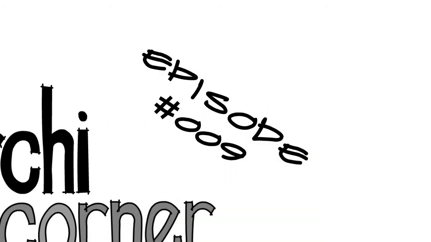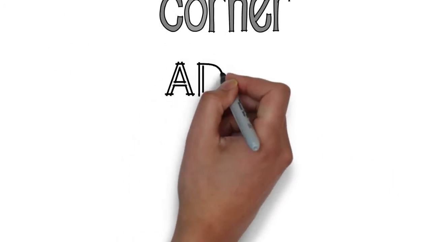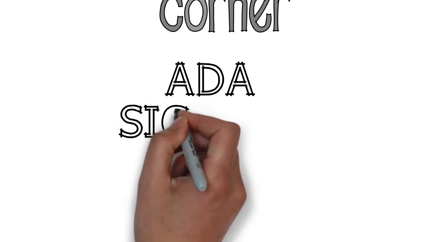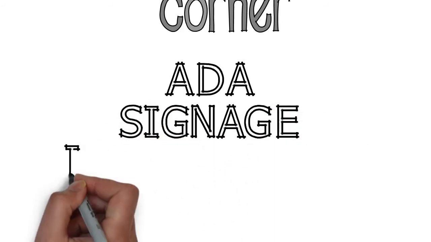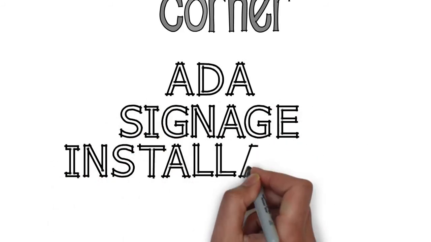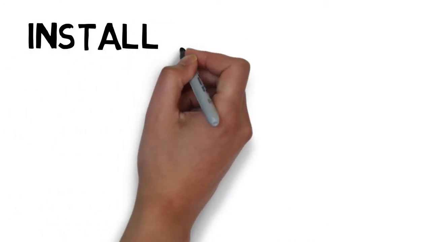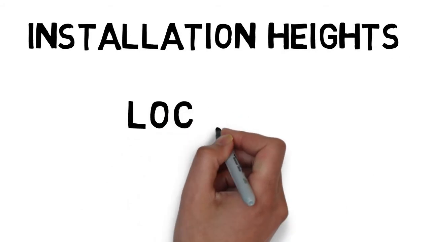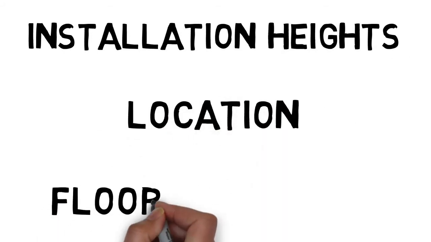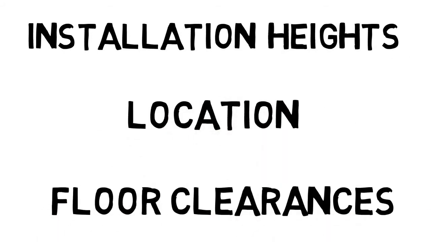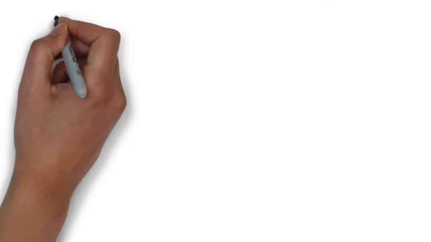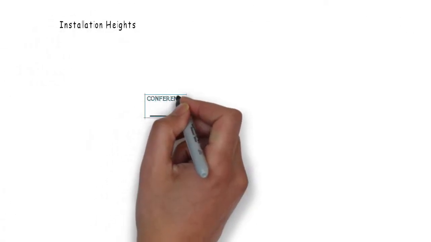We are going to continue talking about ADA signage, but in this video we're going to focus on the installation of signage. In regards to signage installation, there are 3 special things that need attention. First, it's the installation height. Second is the location. And third is the floor clearances. Let's speak of the first one, the installation heights.